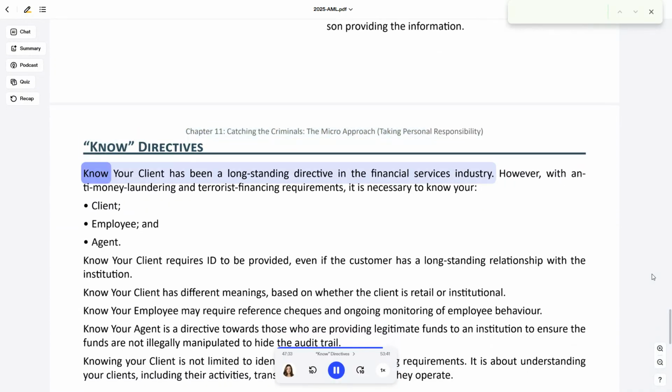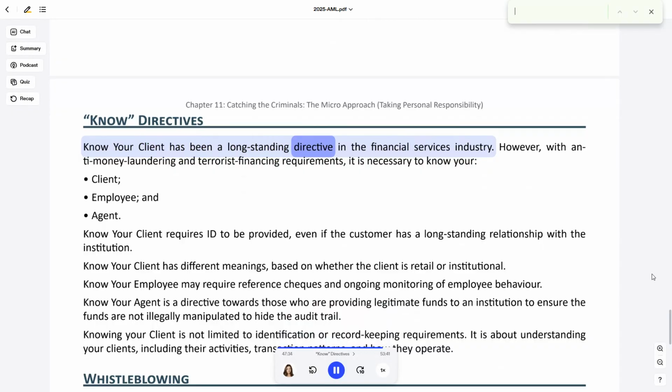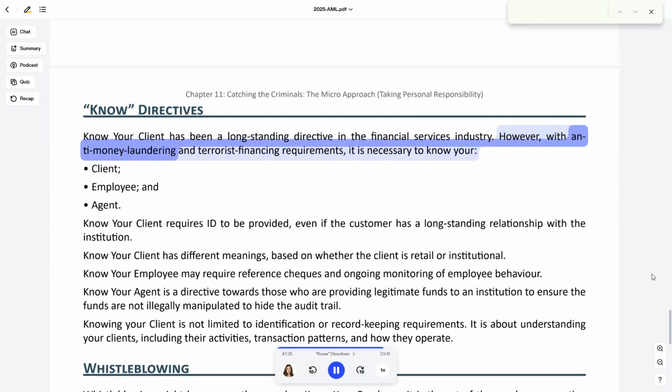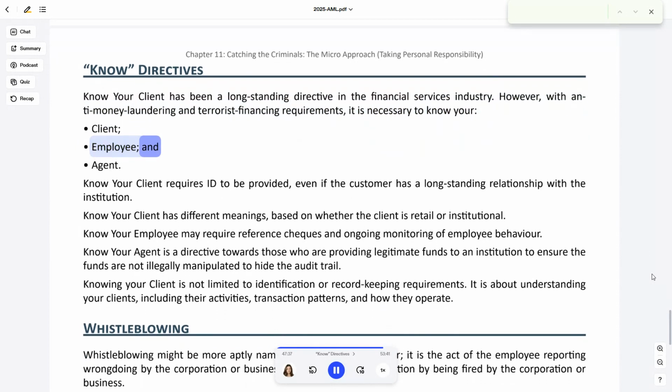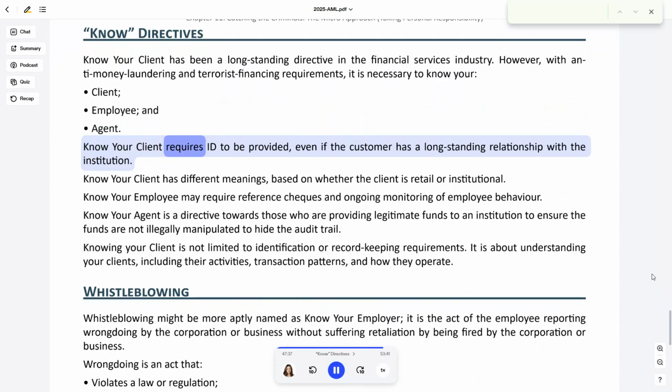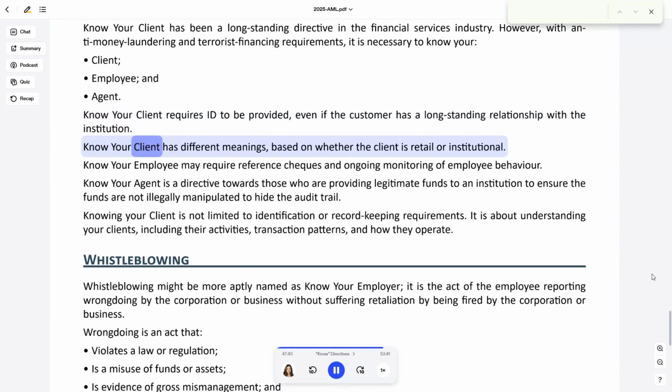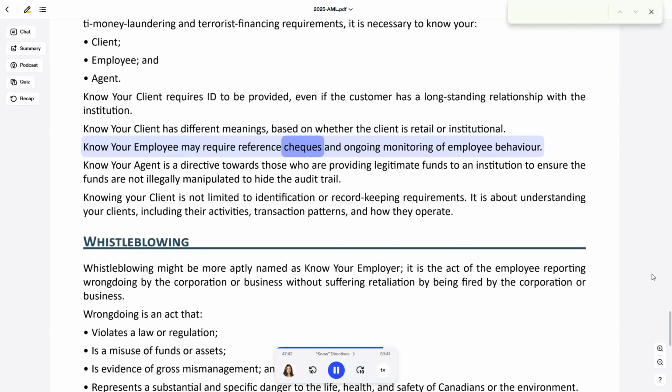Know directives. Know your client has been a long-standing directive in the financial services industry. However, with anti-money laundering and terrorist financing requirements, it is necessary to know your client, employee, and agent. Know your client requires ID to be provided, even if the customer has a long-standing relationship with the institution. Know your client has different meanings, based on whether the client is retail or institutional. Know your employee may require reference checks and ongoing monitoring of employee behavior.